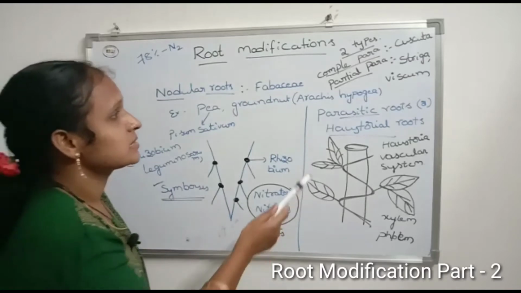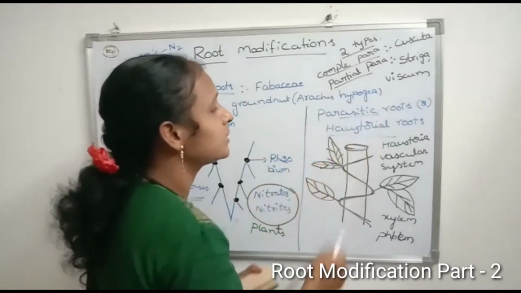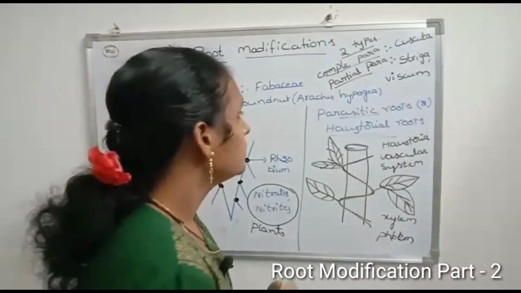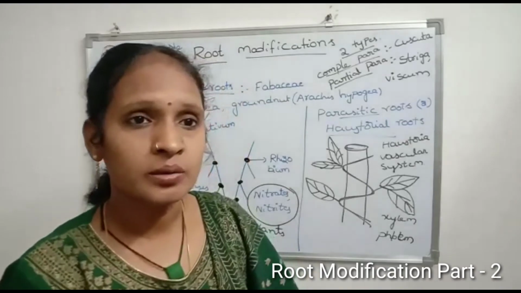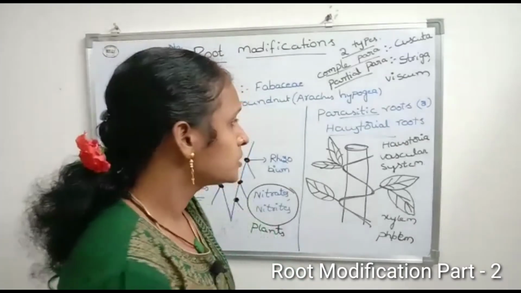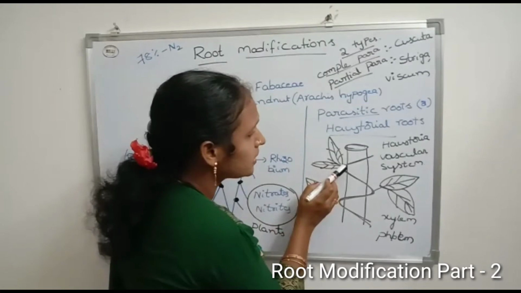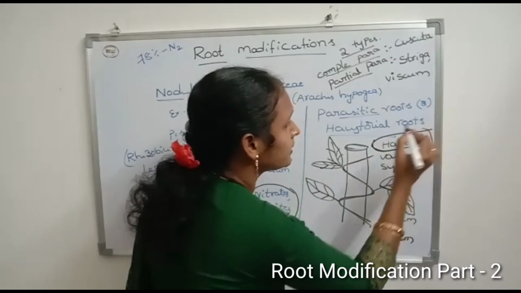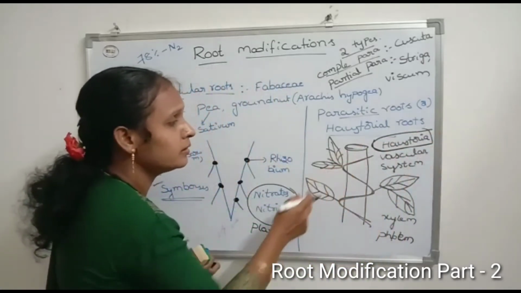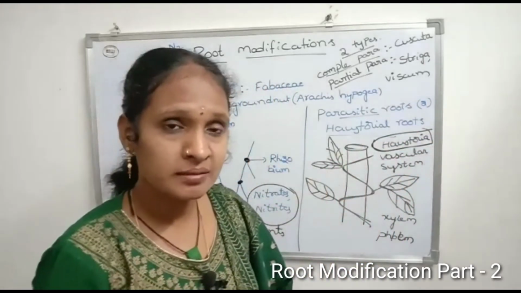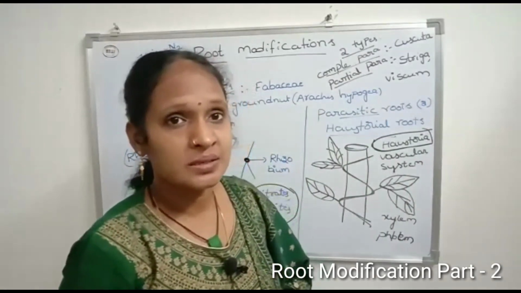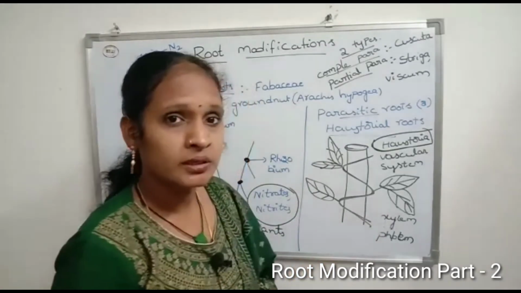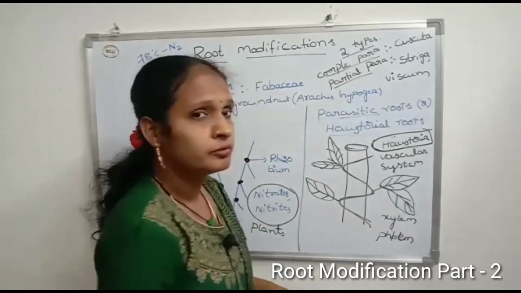The next type of roots is the parasitic roots, or haustorial roots. Parasitic means they depend upon the host for food or water. So in these parasitic plants, the roots are modified to haustoria. These haustoria penetrate into the host vascular system or conduction system, where xylem and phloem are present. Xylem provides water and phloem provides food material.